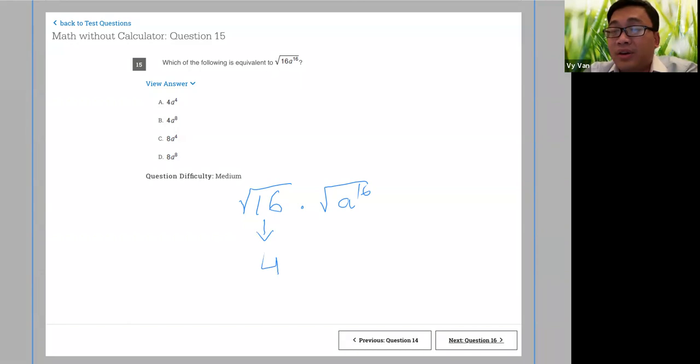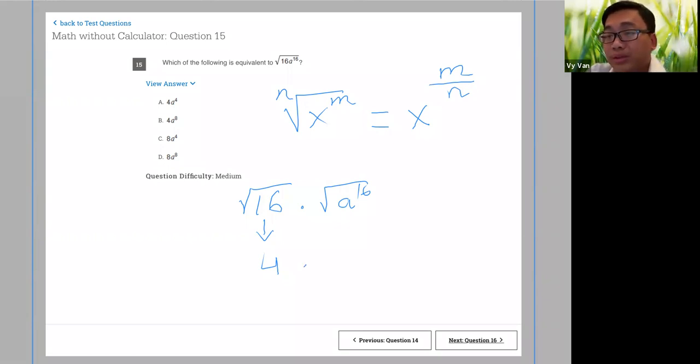Here is the chance for us to review this formula. If you have the nth root of x to the power m, this is the same as x to the power m over n. When you have a square root, it means there's a hidden 2 right here that nobody writes. So this is the same as a to the power 16 divided by 2. So the answer is 4a to the power 8. And right there. It's a medium question as well.